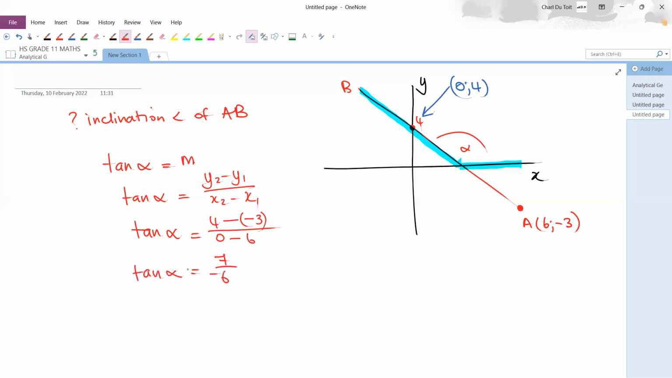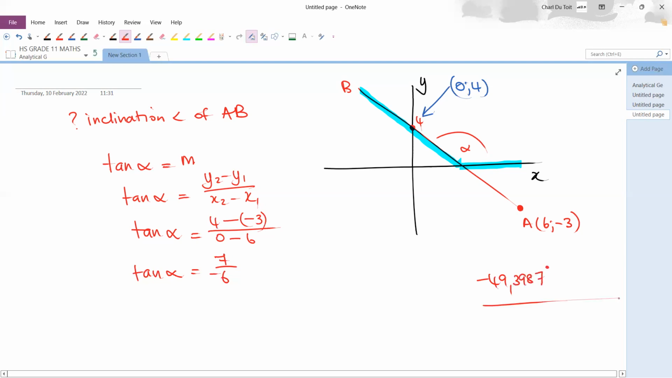Now, very important. Type that in your calculator. Shift tan -7 over 6. -49.3987, whatever. Okay, now very important. Your calculator obviously didn't give you that angle. This angle is between 90 and 180. Your calculator gave you this angle here. Remember, your calculator doesn't know about this drawing. So it gave you the angle for tan closest to 0 degrees where it's negative.